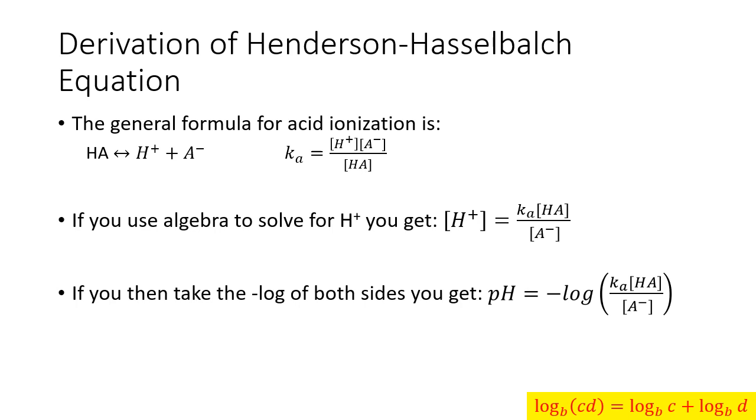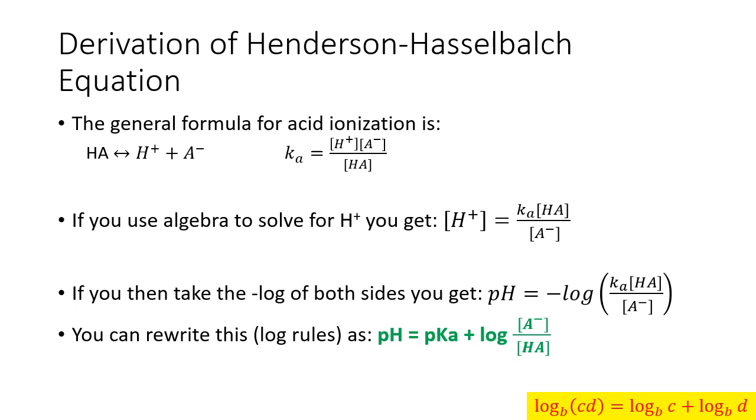times HA over A-. Now, we are going to use the log product rule, which is on the bottom right corner in red. You can see that we can split this up. So we can break off that Ka and we can leave the HA over A- behind. That's what we're going to do. Negative log of Ka is pKa. So pH is equal to pKa plus the log of anion over acid concentration. This is the Henderson-Hasselbalch equation. It will make your life easier.